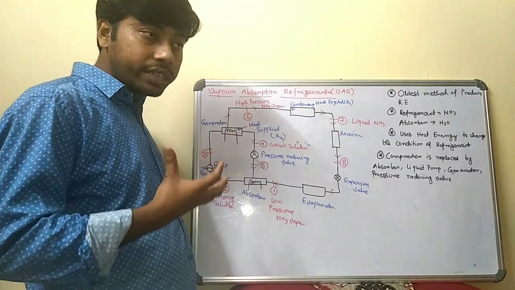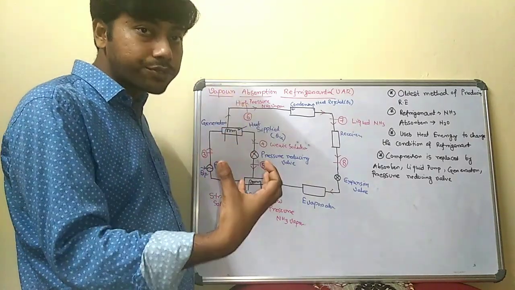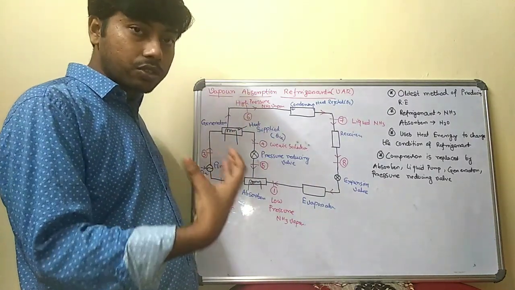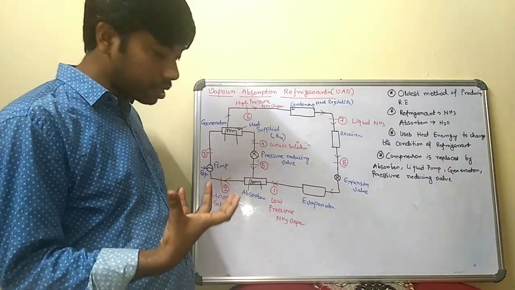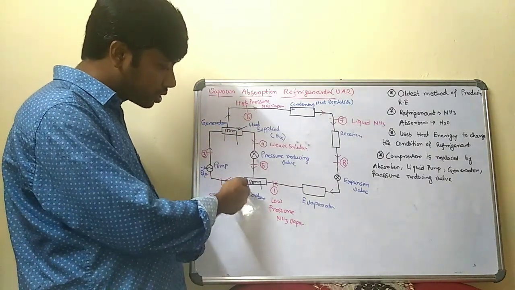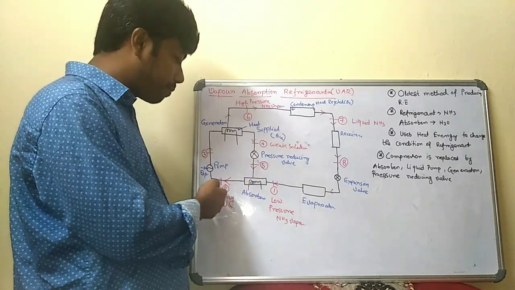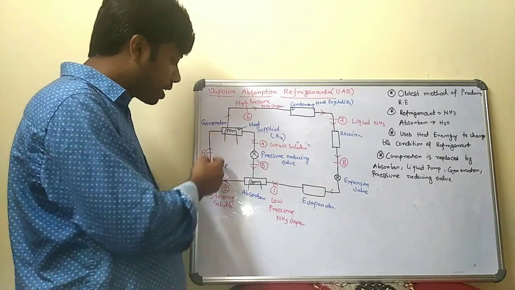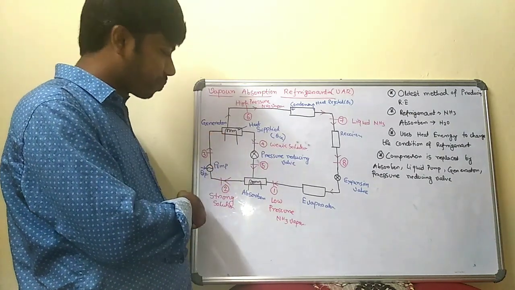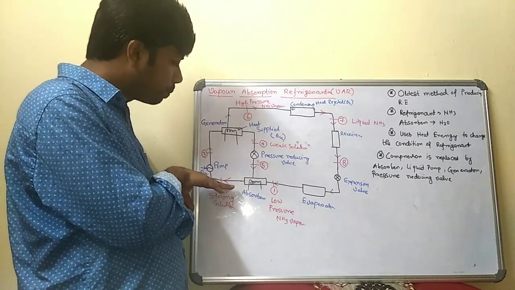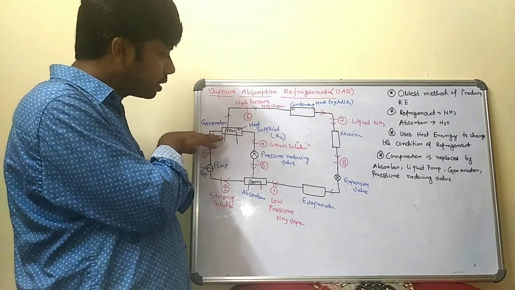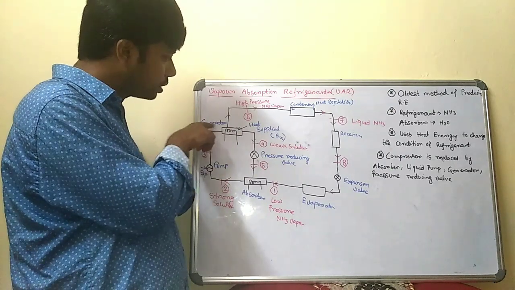When the maximum amount of ammonia vapor is absorbed in the absorber, it forms a strong solution. This strong solution comes out from the absorber and goes to the generator through the liquid pump. Because this is the low pressure side, you have to increase the pressure so that it can reach the generator.